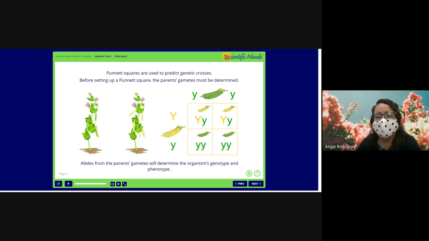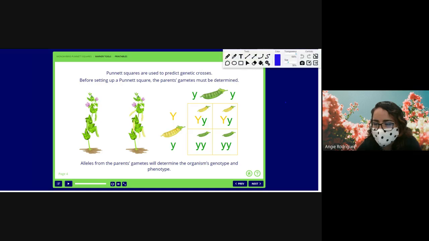Okay, so really quick here on the notes that I paused here, they're talking about the parent's gametes. Remember, gametes are sex cells. From what we've learned so far, the sex cells for girls, or females, are eggs, if you don't remember that. The sex cells or gametes for males are sperm.